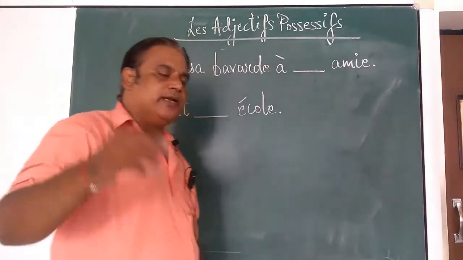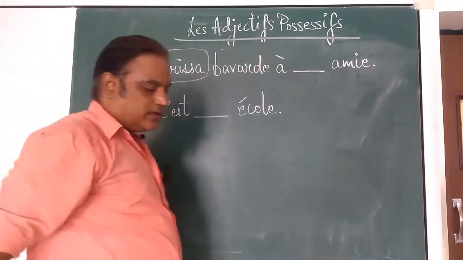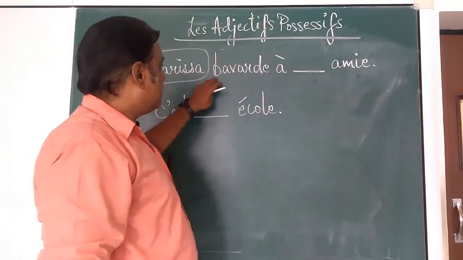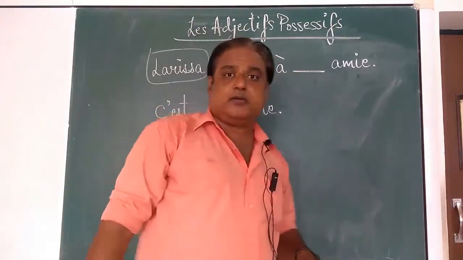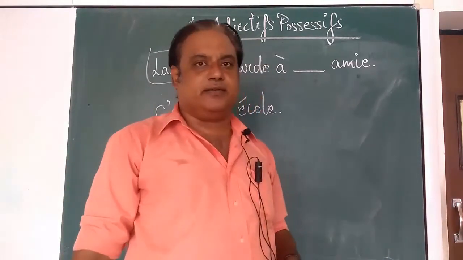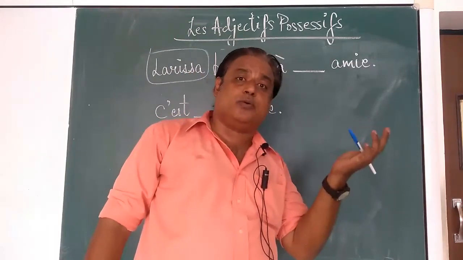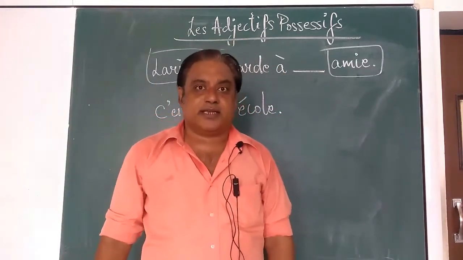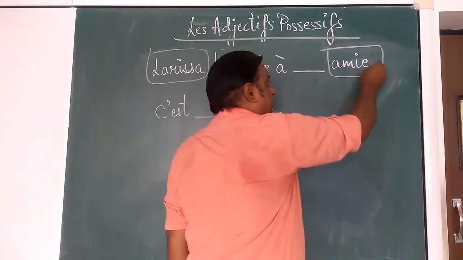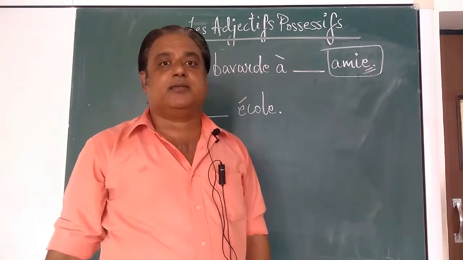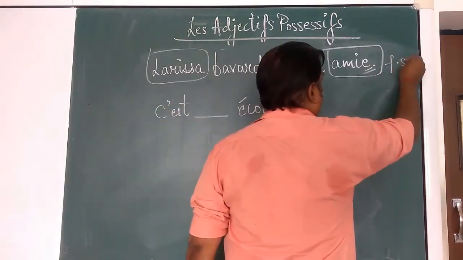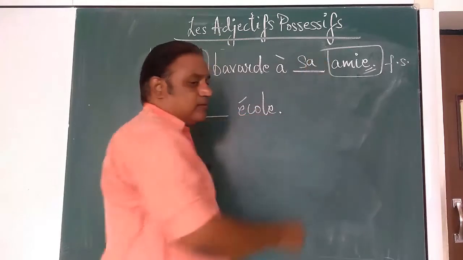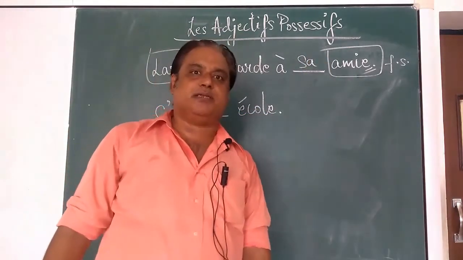Let's go in with the first step. Find out the subject of the sentence. Larissa. Which person? Obviously the third person singular, because someone is telling something about Larissa. So with third person singular, we have son, sa and ses as possessive adjectives. Let's jump on to our object. What does the object suggest over here? The object is ending in E. So it is feminine singular. So logically, what shall be our answer from son, sa and ses? It should be sa.